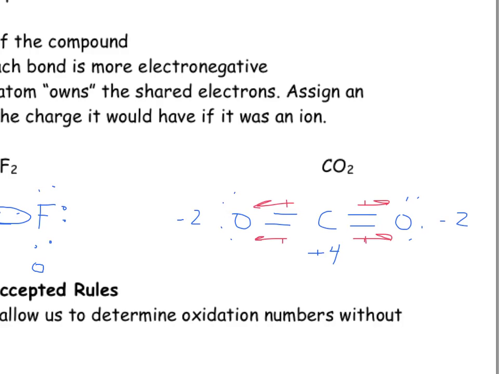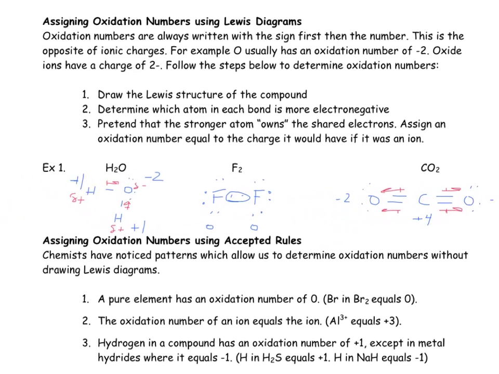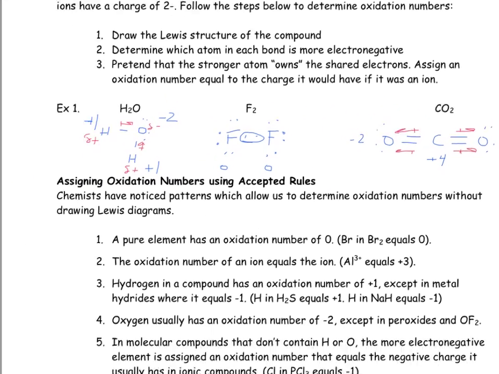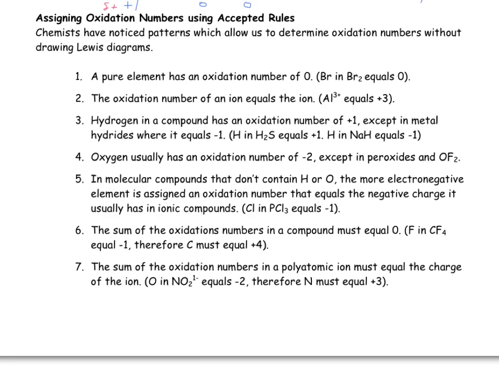Now, can you imagine drawing Lewis structures and assigning oxidation numbers using this method for every chemical in every redox reaction you want to examine? It would take a lot of work. So chemists have noticed patterns which allow us to determine oxidation numbers without drawing Lewis diagrams. Number 1, any pure element has an oxidation number of 0, because they're sharing electrons equally. So for example, Br in a Br2 equals 0.